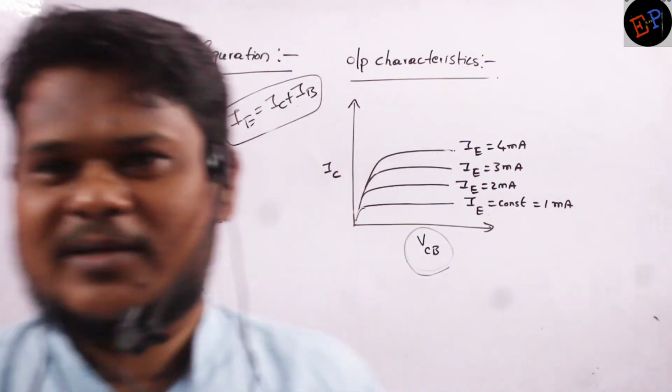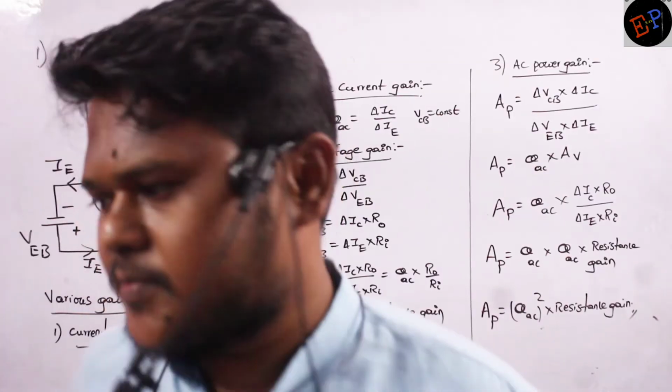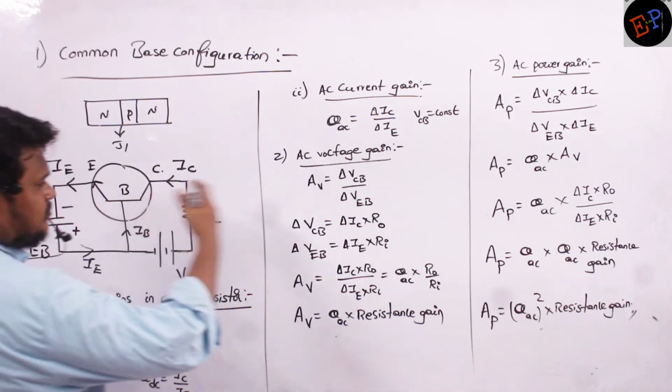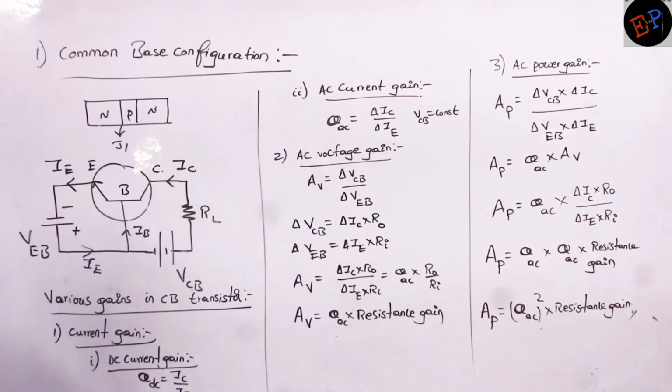Okay, right. So these are the different gains in common base configuration. See, first one, current gain. Current gain we will study in two types. One is AC current gain, second one is DC current gain. So, output current by input current, that's all. That is called current gain.